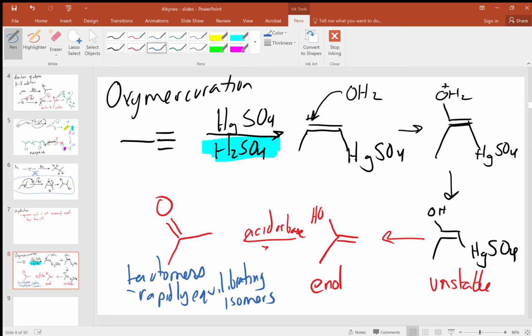And so when you do oxymercuration of an alkyne, while you do initially end up with the alcohol on the more substituted carbon, the final product is actually a carbonyl at that position. Now this last piece, the enol converting to the ketone, is a reaction that we will study in much more detail in Organic 2.